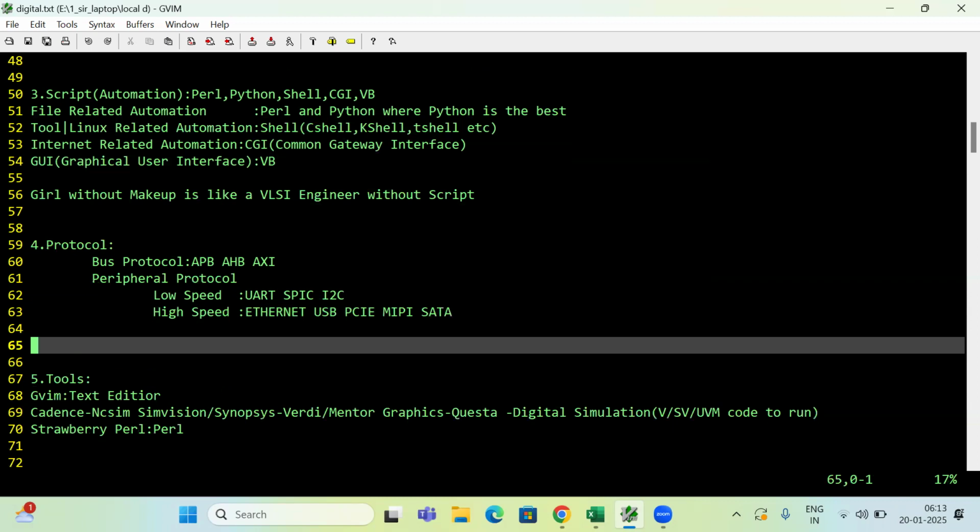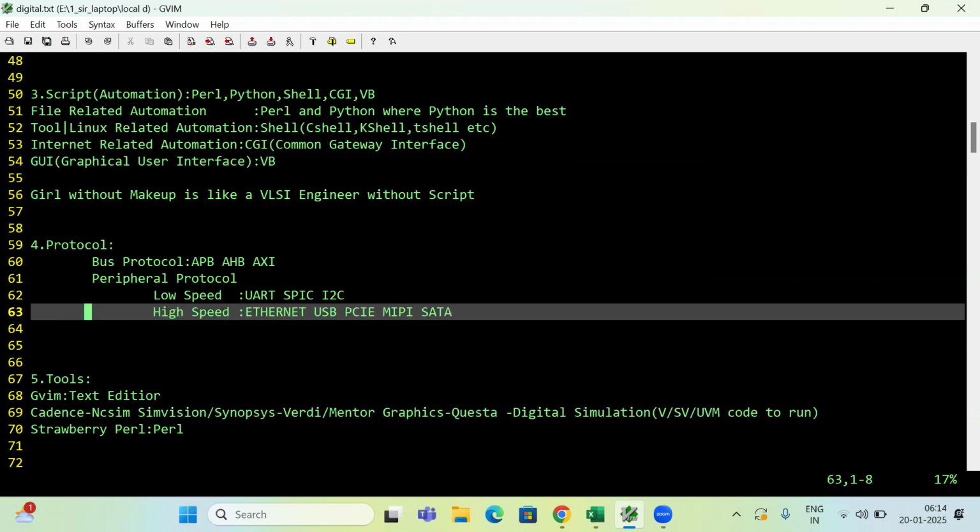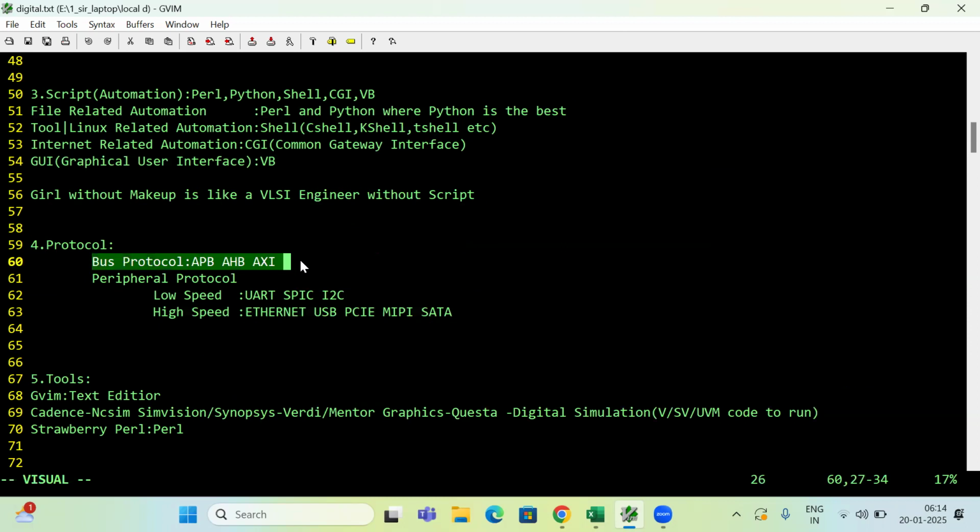Then protocols, I have said APB, AHB, AXI, then I2C. There are different protocols. At least the buses, you need to know all the buses. It's important. You need to know every bus protocol. And one is enough in low speed and one is enough in high speed.